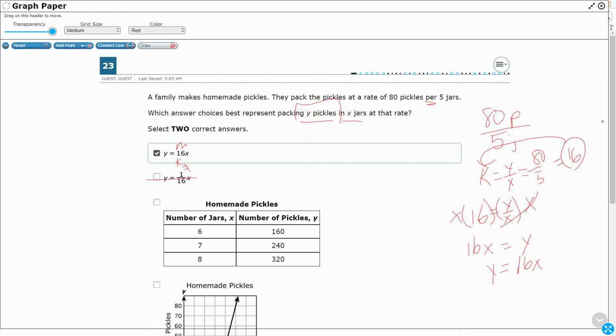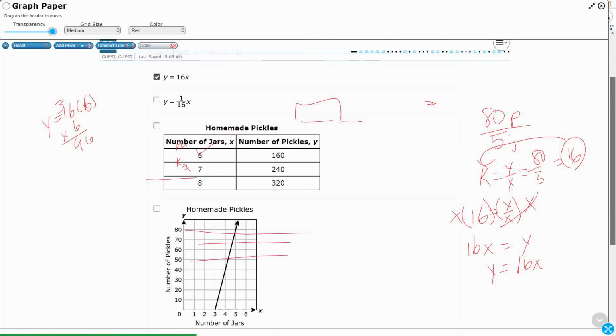Since we know that this is correct, let's just substitute in some numbers. So 6, I'm going to put y equals 16 times 6. I'm just going to substitute it and see if I get 160. I don't think I am. That's going to be 36. That's 96. All right, so that's not that, which means by definition, it doesn't even matter if those other 2 are correct. All 3 need to be correct.